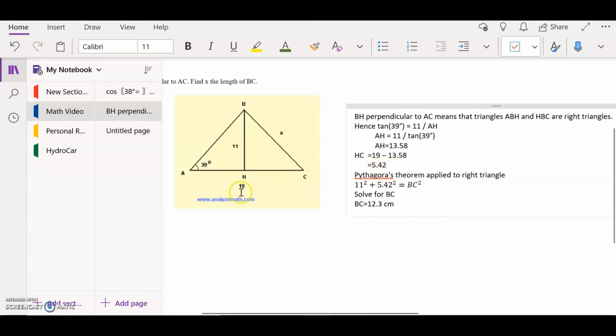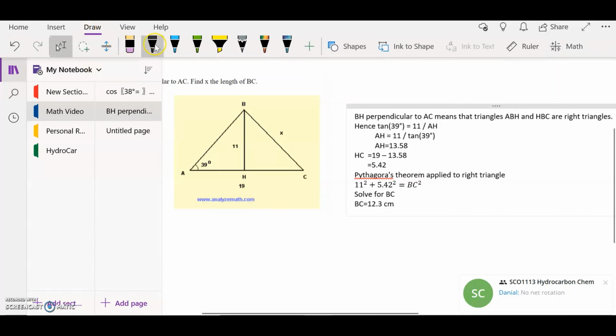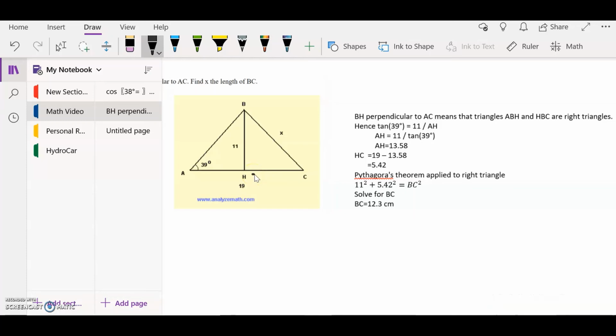5.42. So now we have HC and also we have BH. So now we can find BC using Pythagoras theorem, and we solve for BC and we get BC as 12.3 cm.